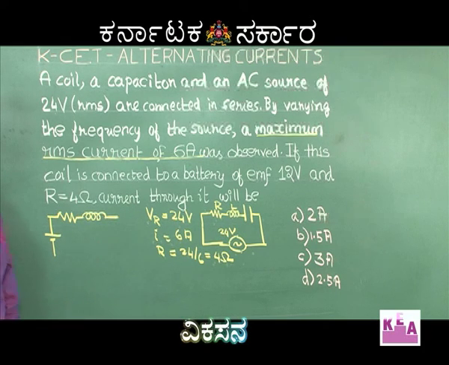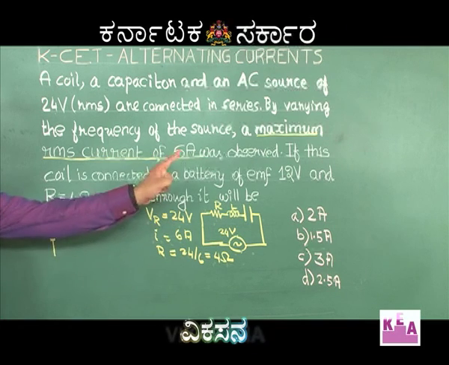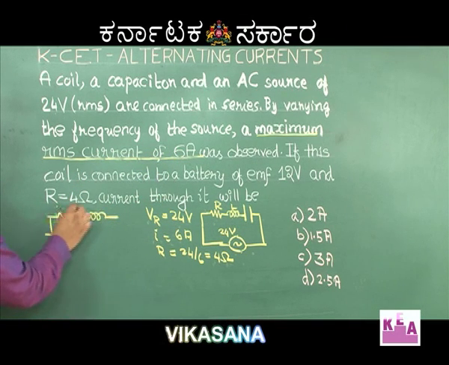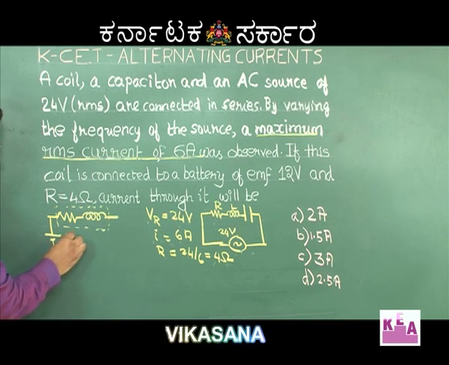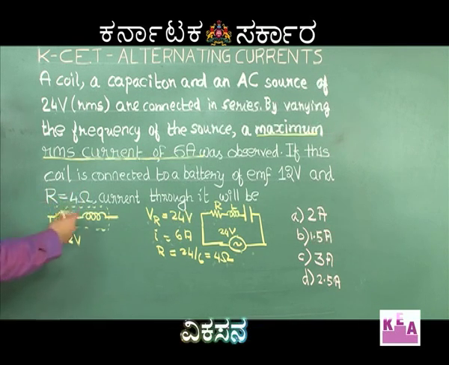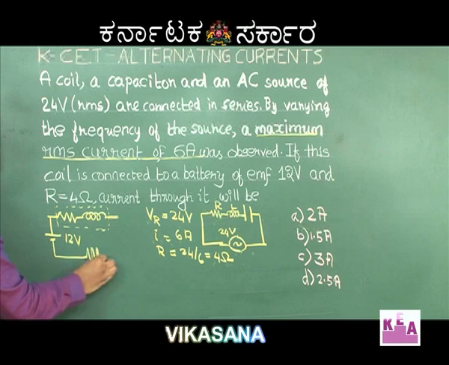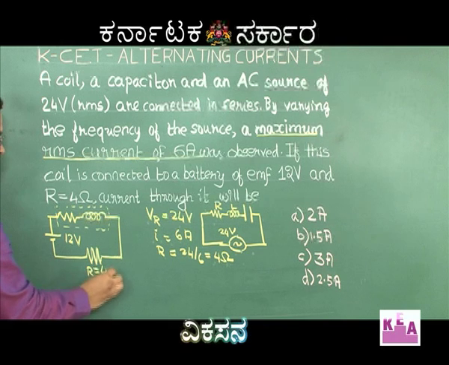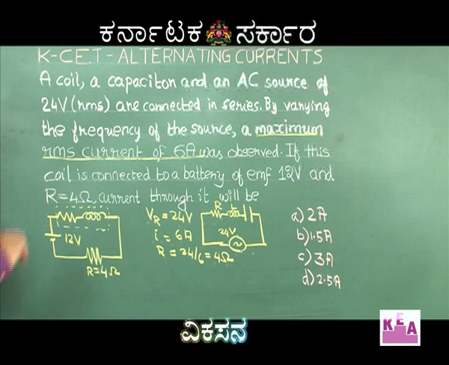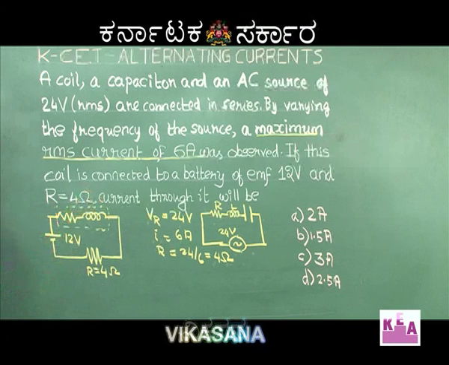Now children, let us go to the second circuit, the second part of the question. This is our coil, and as I told you before, a coil is the combination of a resistor in series with an inductor, and that coil is connected to a battery of EMF 12 volts. Not only these two, you also have another resistance of 4 ohms. All three are connected in series. So R is equal to 4 ohms. Now the question is, what is going to be the current through this circuit?